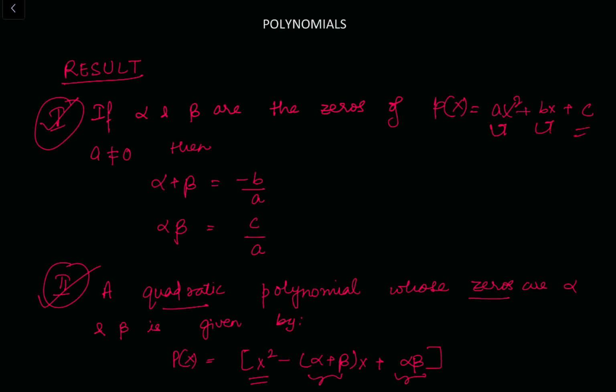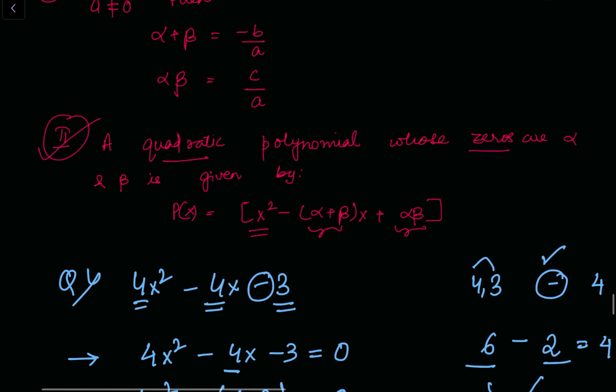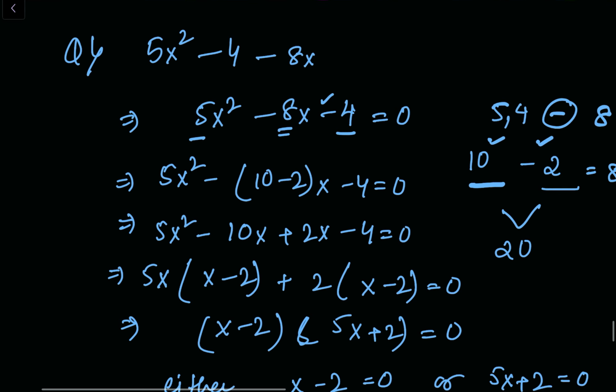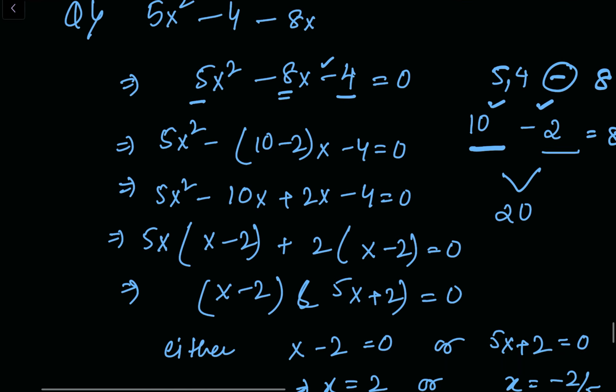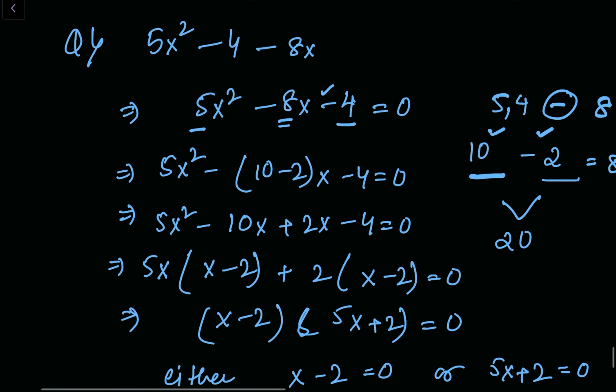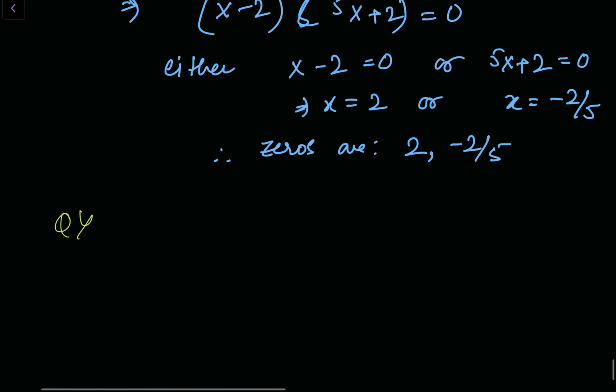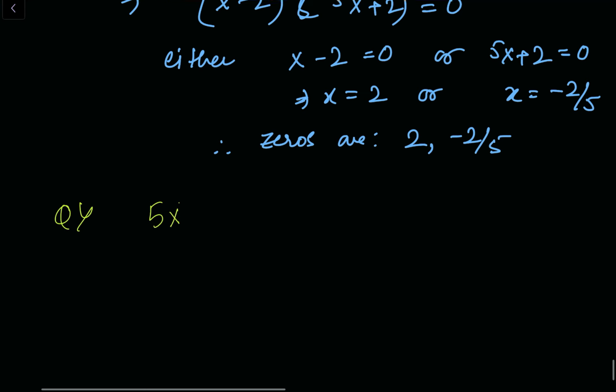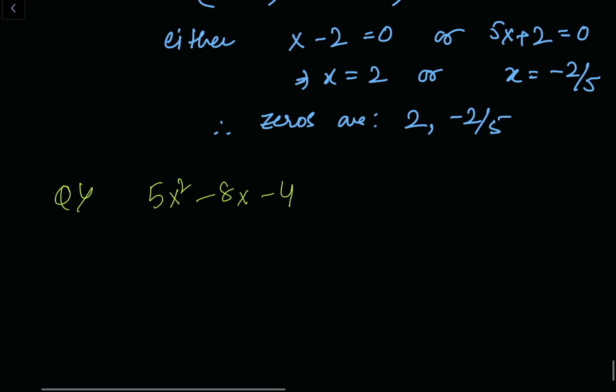So let us verify our result first using a polynomial. This is the quadratic equation we saw last class. Let us use this equation to verify our result, since we already have the roots. 5x square minus 8x minus 4. So let us verify here. The roots are already given. So let alpha be 2 and beta be minus 2 by 5.